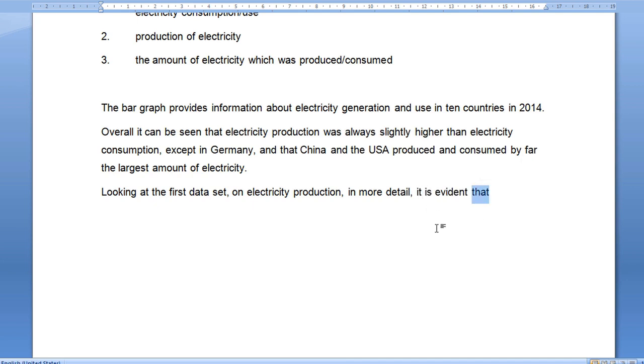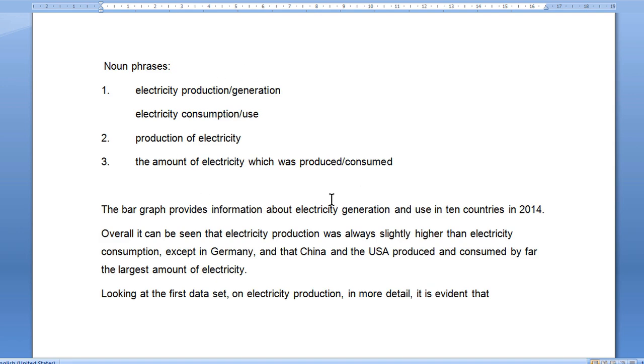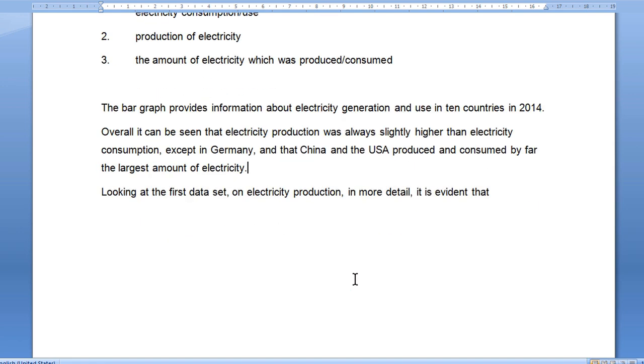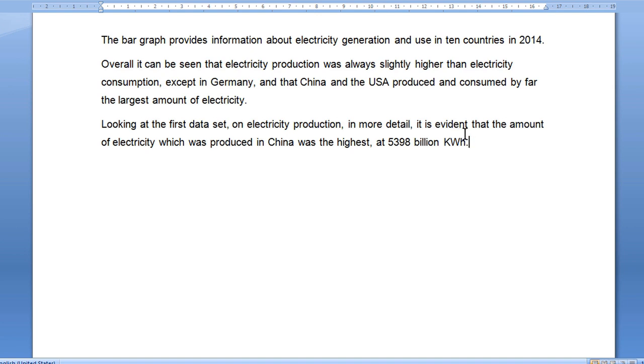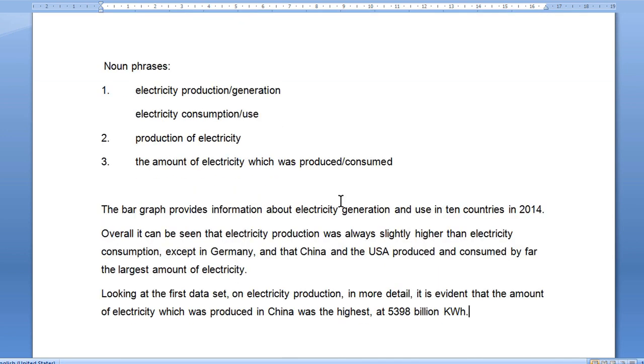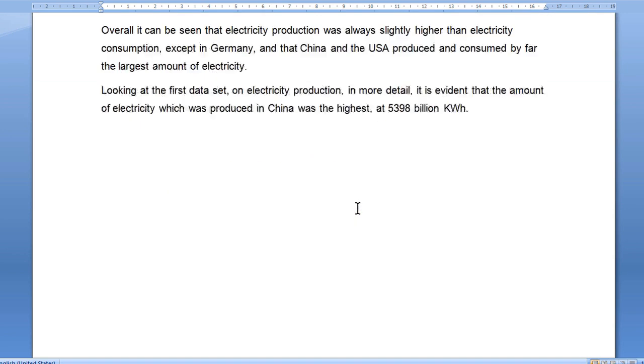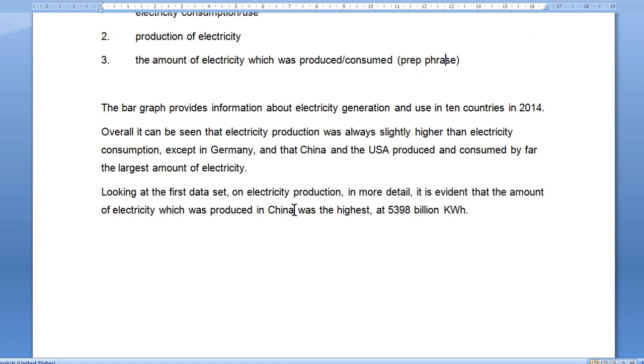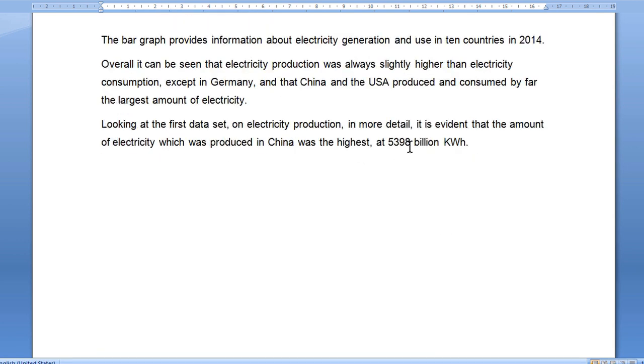Alright, so there is our that, and now we're going to come in with one of our noun phrases. So let's use the big one. Start off nicely. The amount of electricity which was produced in China. So there's our preposition. The preposition, remember, goes after the subject of the sentence, was the highest. There's the main verb, and there is our X at that. We've done that kind of sentence before. It's very common, you want to learn and do it exactly this way. Subject, preposition phrase, main verb, X, and then some numbers. Learn how to do it exactly like that.